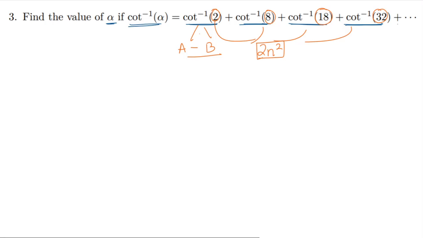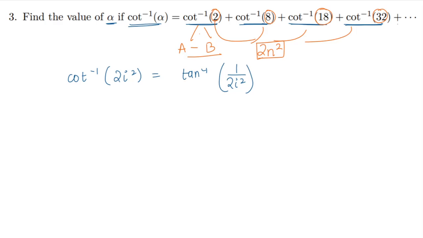So you can write that cot inverse of 2i squared, you can write this as tan inverse of 1 over 2i squared. And now, since we know that to get a difference in tan inverse, we need to have something of the form a minus b divided by 1 plus a times b, what we can do here is try to write this as 1 plus 2i squared minus 1, and then something up here.